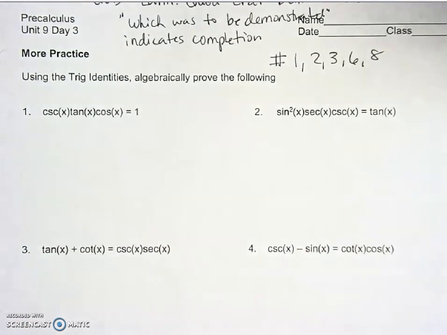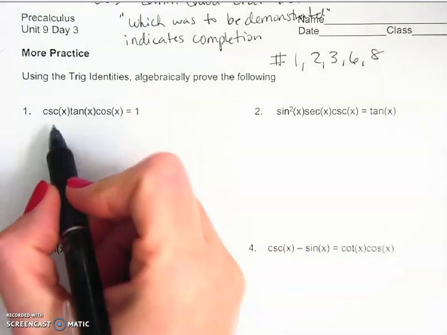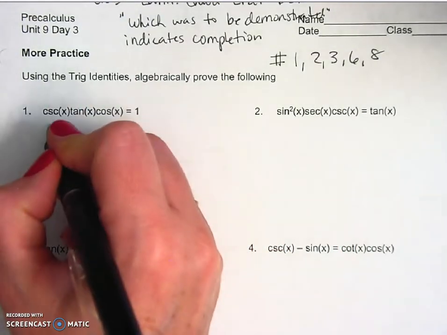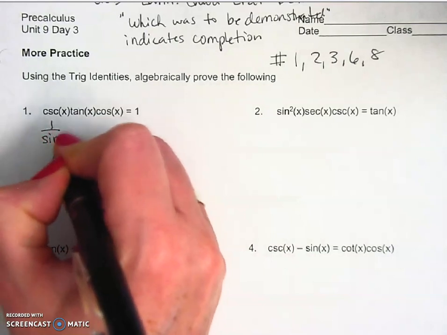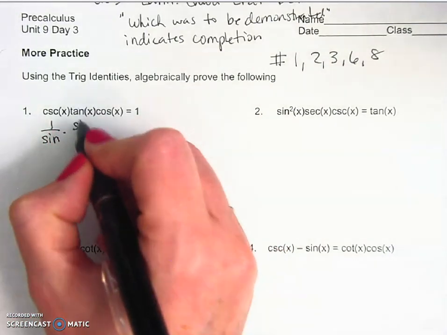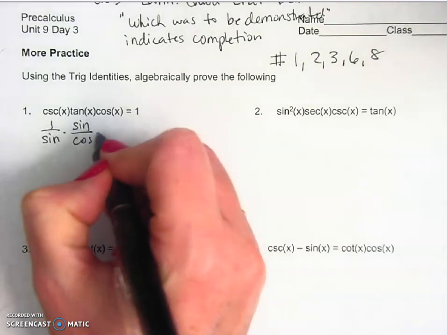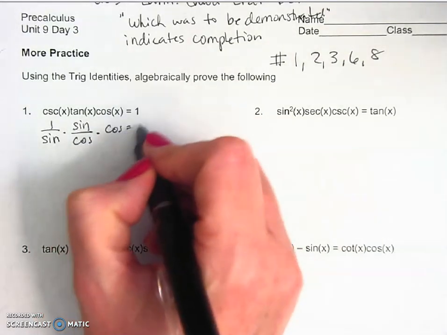So even if you don't have a really great idea about how you're going to simplify this entire problem, just start with the first step. Rewrite some things and then see where the math takes you. And you might figure it out or you might not. And if you don't, then you just have to make a new plan and try something else. And that is okay. So we're going to rewrite cosecant as 1 over sine times tangent, which we can rewrite as sine over cosine, and then times cosine.